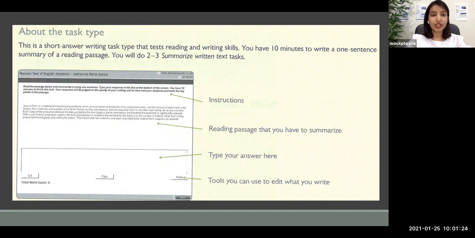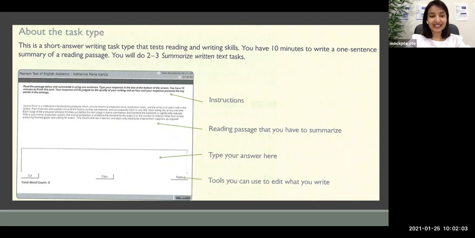Your response will be judged on the quality of your writing and on how well your response presents the key points in the passage. So you have the passage on the top, a box at the bottom, and 10 minutes for one passage. As you can see, you have cut, copy, paste. These are tools given to edit your answer, but you cannot use them to copy from the passage into your answer. You can use them inside the box to edit your answer, but you cannot copy from the question into your answer. It won't be that easy.